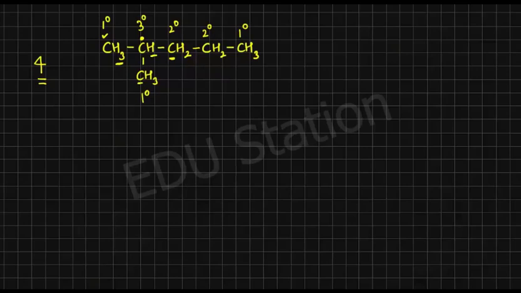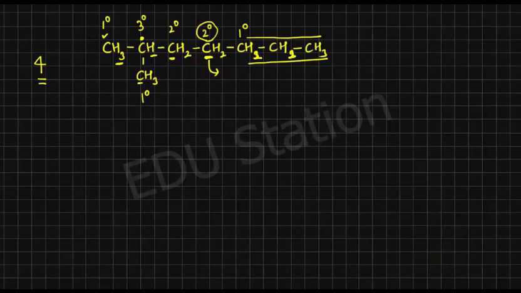Now, this concept of primary, secondary or tertiary does not depend on the length of the carbon chain. For example, let us say this carbon is right now secondary. Now, if I add one more carbon, let us say this is CH2 and this is CH3, this still stays as secondary. Now, if I add one more carbon, this is still secondary. So, it is not depending on the length of the carbons.